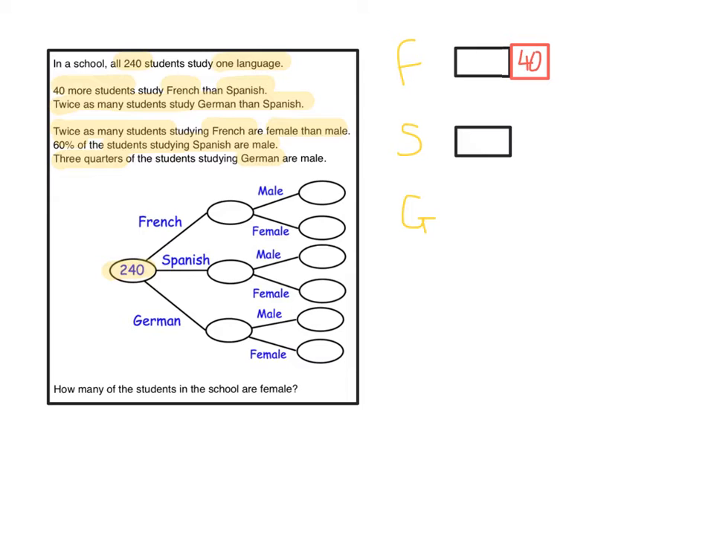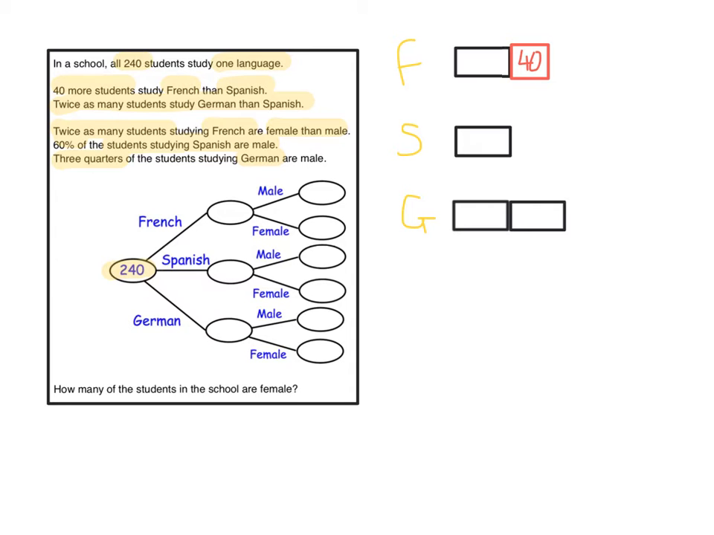So then we've got twice as many students study German as Spanish. So I'm going to have 2 of the Spanish boxes. Spanish is being times by 2. So there's 1, and there's 2. And twice as many, and then it goes on to male and female. So let's just stop there for a minute.